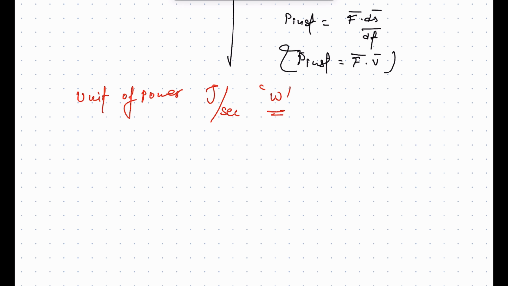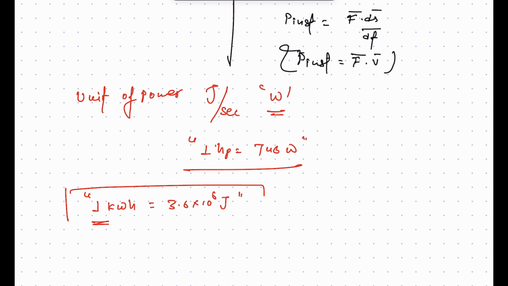One more unit sometimes used is HP, horsepower, that is 746 watts. There is one more unit which is 1 kilowatt hour, but look, 1 kilowatt hour is not the unit of power, it is the unit of energy. If we take an equipment which consumes 1 kilowatt and run it for 1 hour, it will consume a total energy of 1 kilowatt hour. This comes out to be 3.6 times 10 to the power 6 joules. But this is not a unit of power, don't be confused.